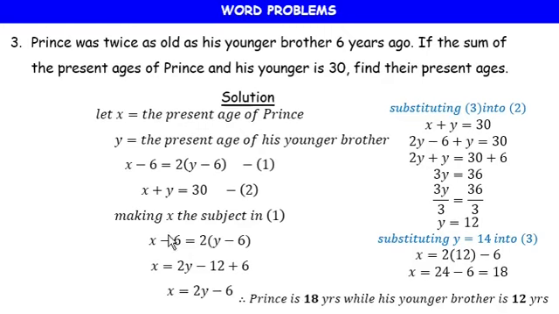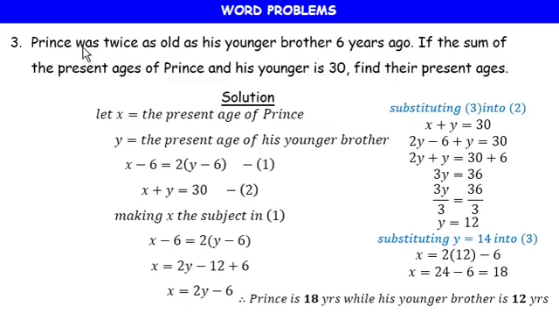Let's look at our final word problem. Prince was twice as old as his younger brother 6 years ago. If the sum of the present ages of Prince and his younger brother is 30, find their present ages. Here too, we don't know their ages. So let x represent the present age of Prince, and let y represent the present age of his younger brother.